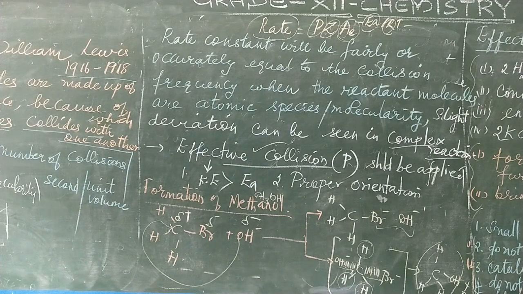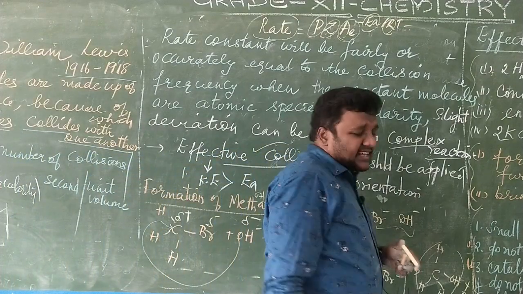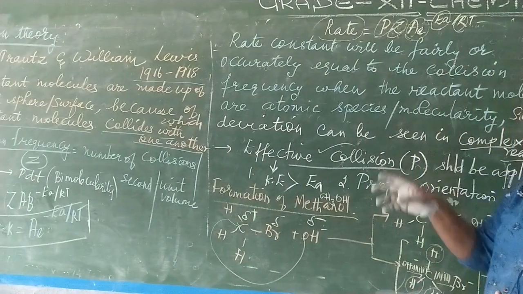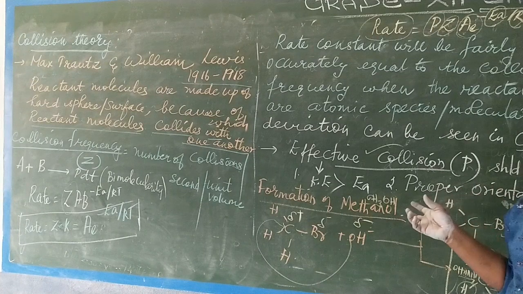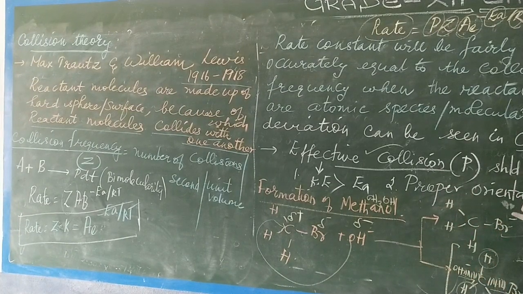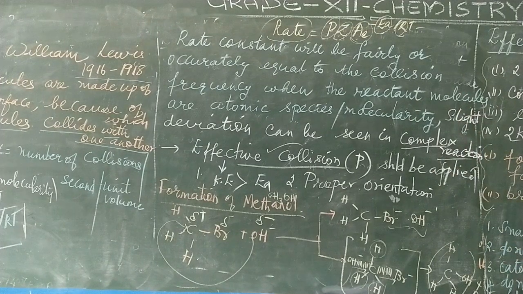So this is called the collision theory. What should be remembered in collision theory? In normal collision theory it is Z, and the Z value is applicable only for the elementary reaction where the reactant species are atomic or otherwise molecular state. Suppose it is a complex reaction, then the kinetic energy value should be greater than that of the activation energy and it should have a proper orientation. So all these concepts should be remembered.